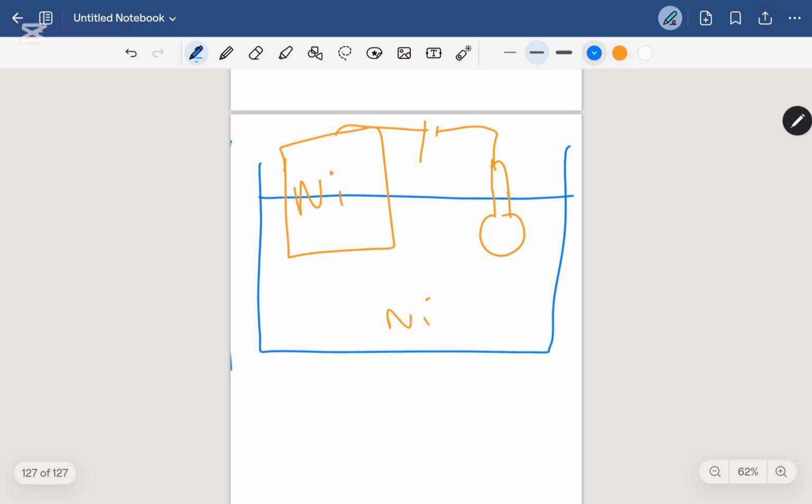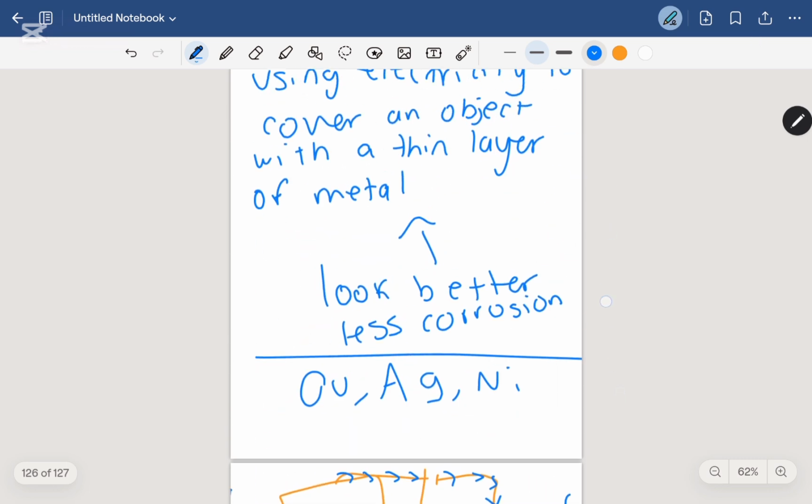So now what happens is that the electrons of the nickel will move, and they will come here to this spoon. It becomes negatively charged, this becomes positively charged. And so then the nickel, which is usually a metal, will be attracted to the spoon and it will form a metallic layer on it. So this is pretty much it for today.